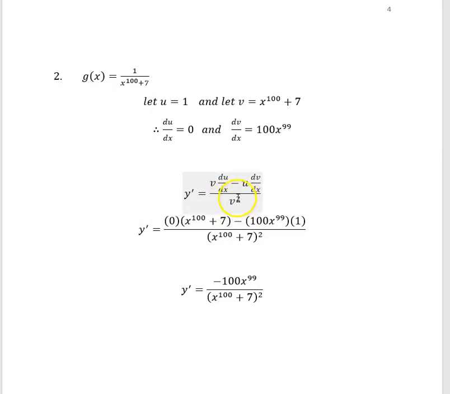You square the denominator, which is x to the power of 100 plus 7, bracket squared. Hold the denominator constant there. Differentiate the numerator, which you have already done, and that's 0. You multiply by 0, the differentiation of the numerator. You minus. Now differentiate the denominator, which you have already done, that is 100x to the power of 99 times the numerator that is held constant, which is 1. After doing that, you open the brackets on the numerator. If you open the bracket, it becomes 0, and this gives you negative 100x to the power of 99 over that. And that becomes your final answer.